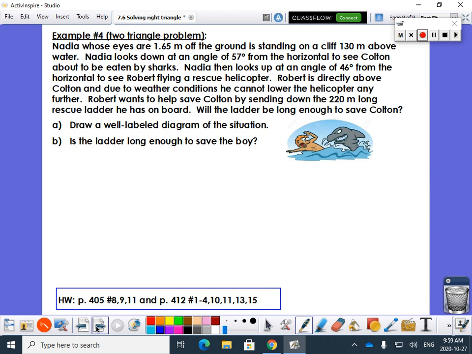Last question. She's a big one. Nadia, whose eyes are 1.65 meters off the ground, is standing on a cliff 130 meters above the water.